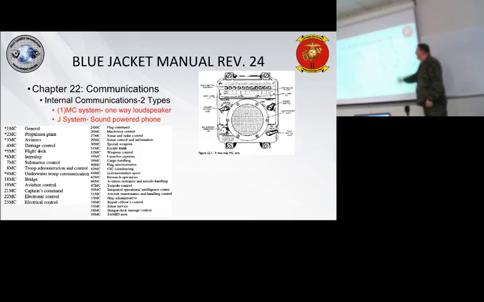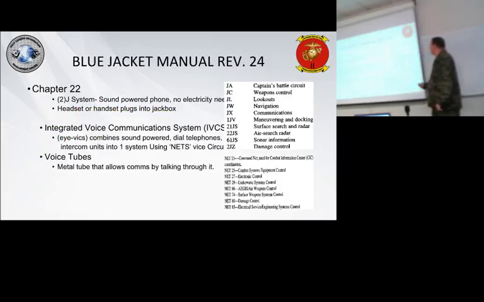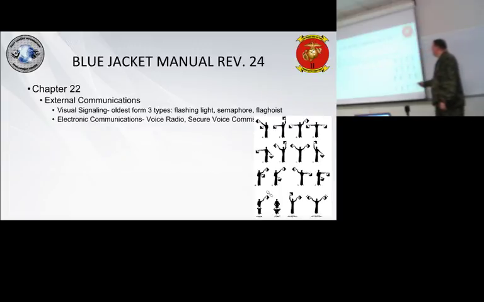All right, your two forms of internal communication on the ship: you've got the 1MC and then the J system, which is your sound powered telephone. Does it require batteries? Think about it. You guys want to brush up on your flag signaling? That's on you. Go ahead.